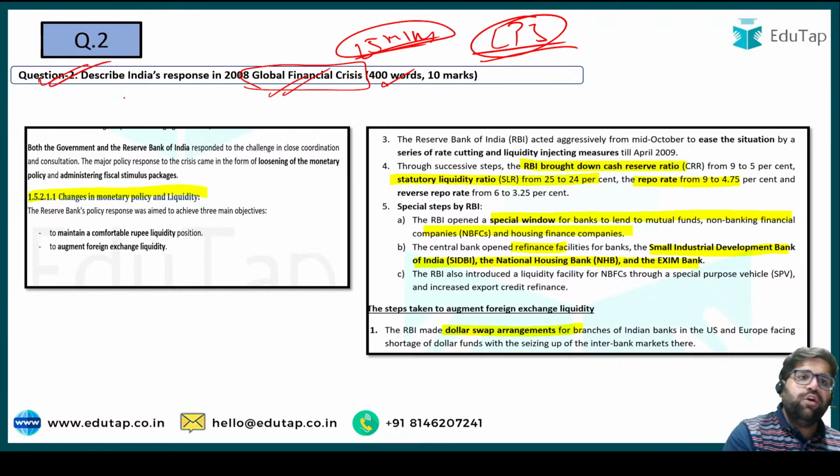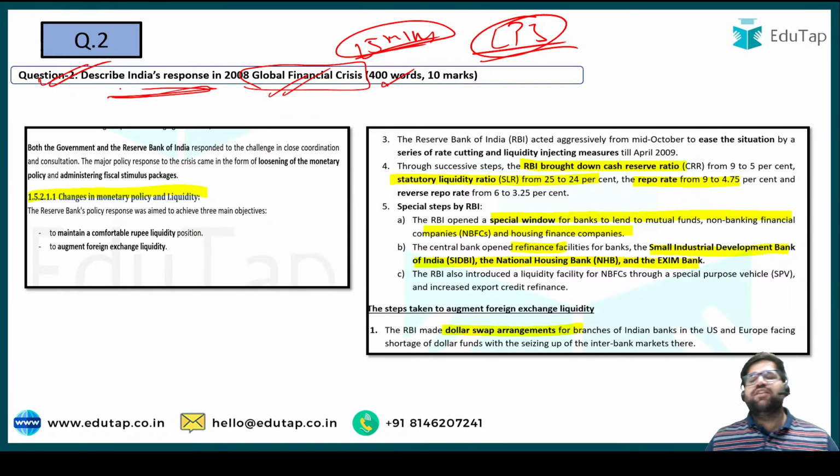Again, you could not start your answer directly with the Indian response. You should first describe what GFC is all about, and you should also give this particular statement, like how India remained unscathed from the global financial crisis. So you could have discussed different parameters which were taken in the fiscal policy, which were taken in the monetary policy, and tell your answer according to that.